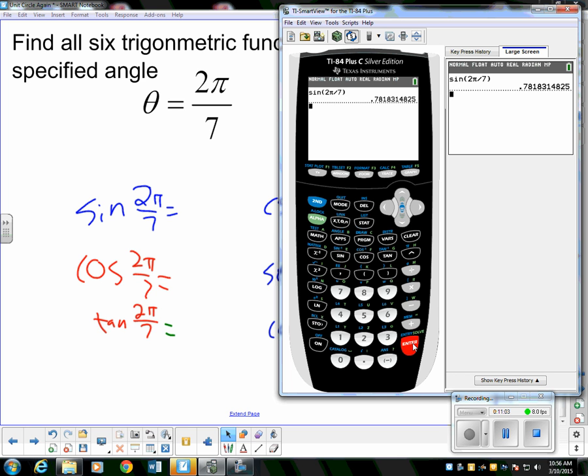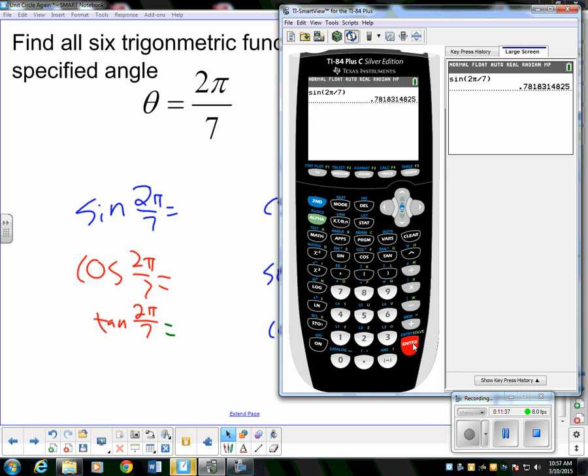Well, what did I just tell my calculator to do? What I want my calculator to do is find the sine of 2 pi over 7 radians. Now, how do I know I need to find radians? Well, not because there's pi in the angle, but because there is no degree sign. There is a lack of a degree sign. We're in radians, automatically. So my calculator found the sine of 2 pi over 7, but did it read that as 2 pi over 7 radians or 2 pi over 7 degrees?